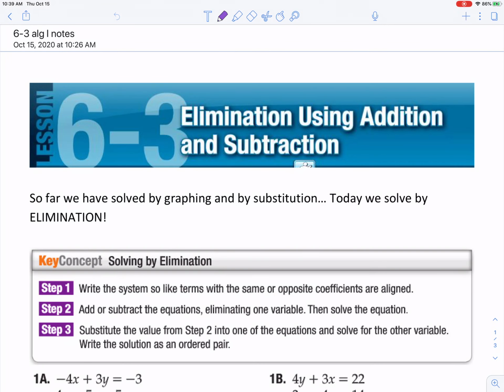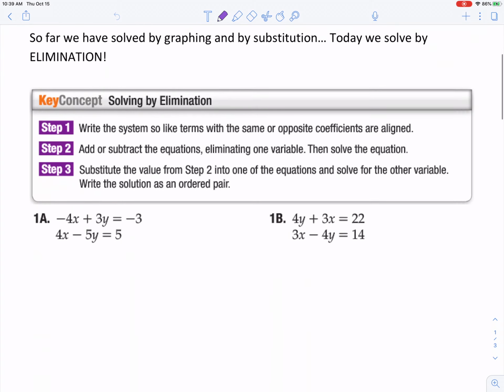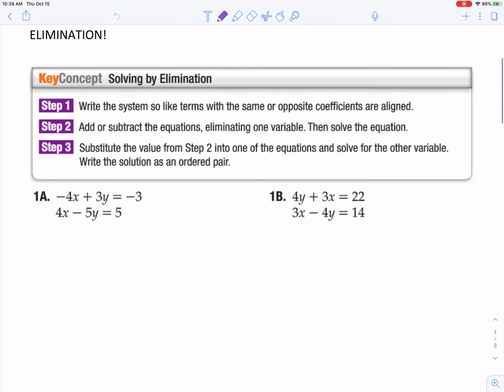Today we will be solving again for where two lines intersect. Today we're going to try using elimination. With elimination, we will be eliminating a variable. So these steps here again are going to tell me how to do that.